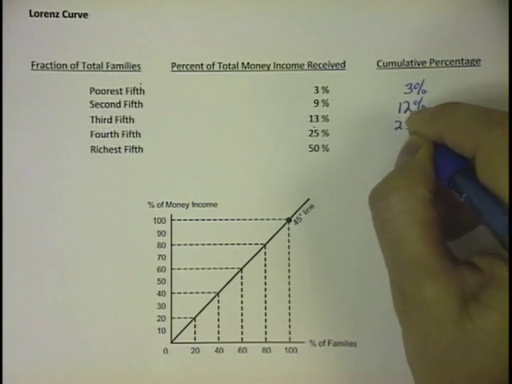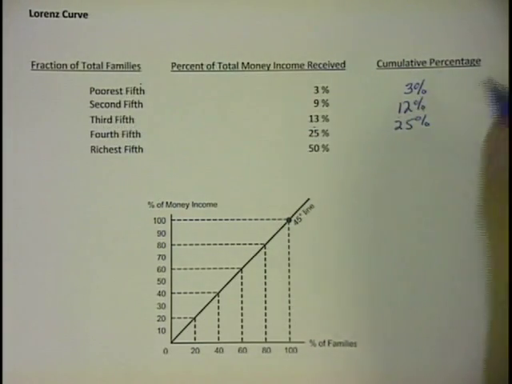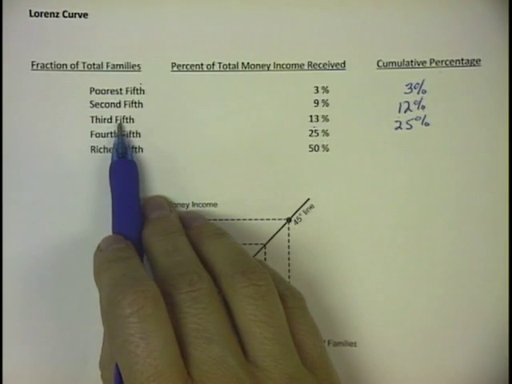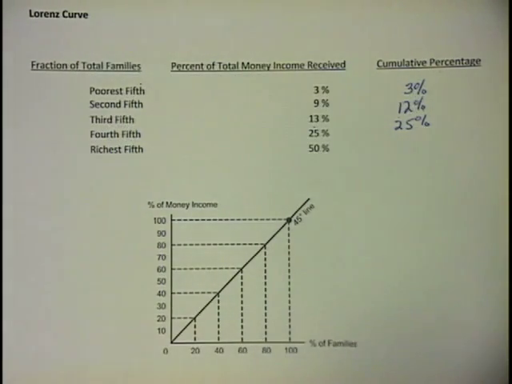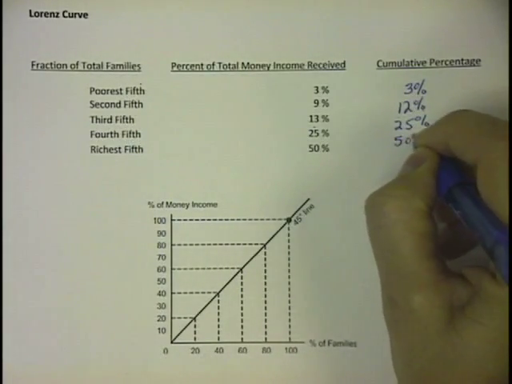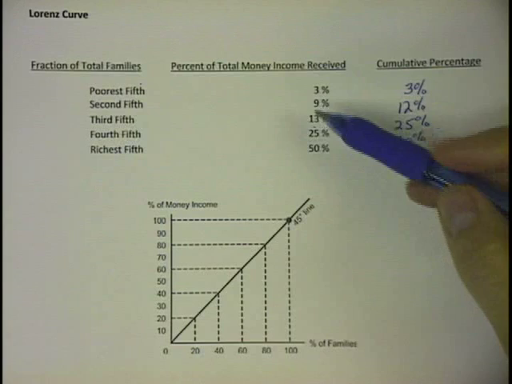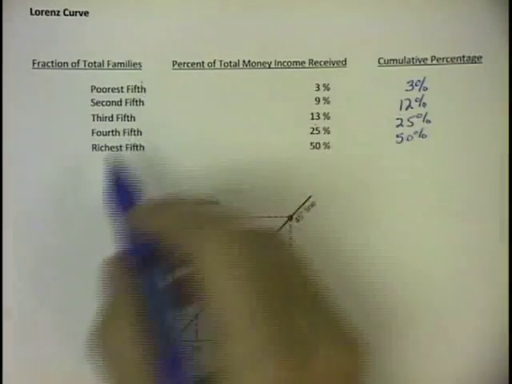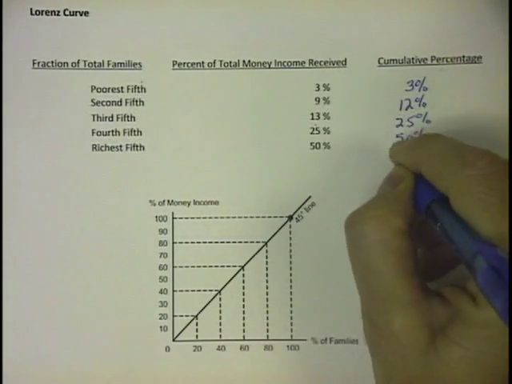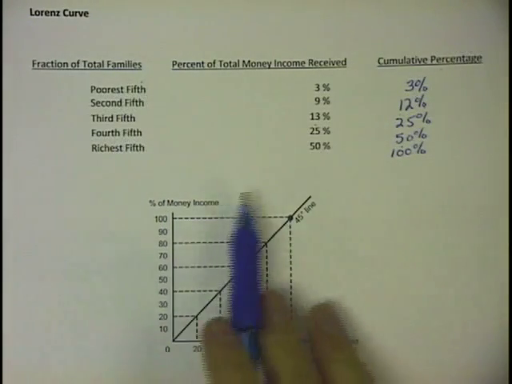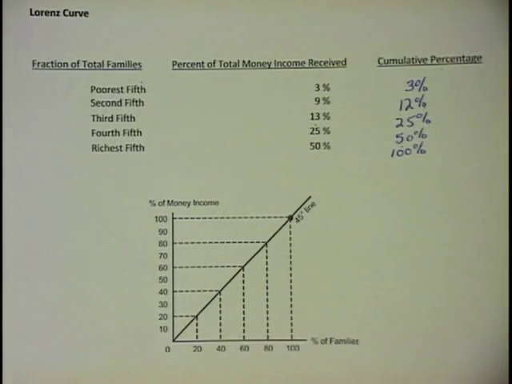we have 25%. So if we look at the bottom 60% of this economy, they earn 25% of all income. We add in the next one, which is 25%, so that's 50%. So the bottom 80% of this economy earns about 50% of all income. And then the richest fifth earn the last 50%, which brings us to 100. So this last one always has to end up at 100.